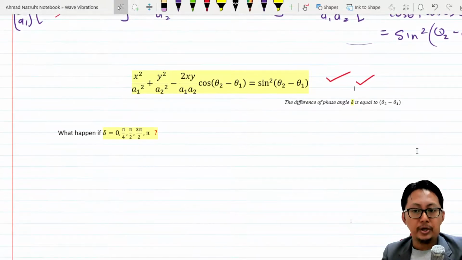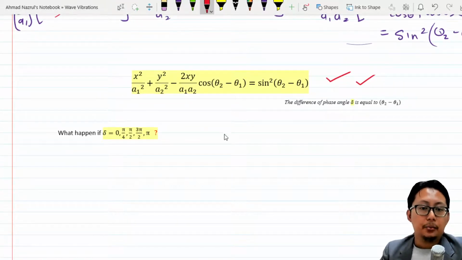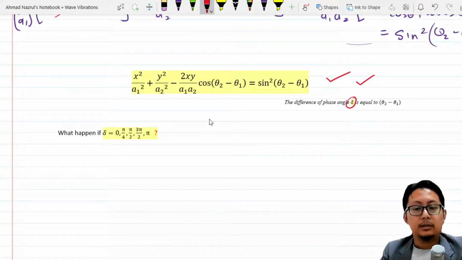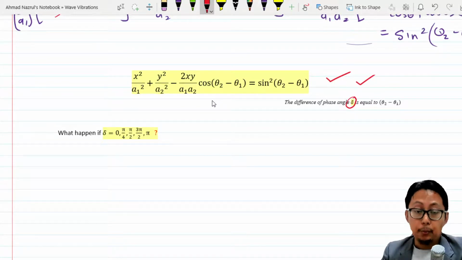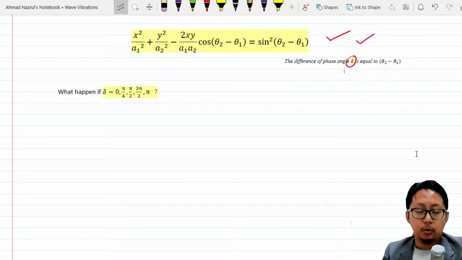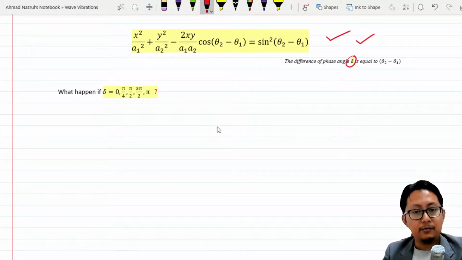So now this discussion. We know that theta 2 minus theta 1 is equal to delta. Delta makes it easier for us to compare. So right now delta is the difference between the phase angle for x and y. What happens, for example, if the difference between both phase angles is 0, either both have a 0 phase angle or the same phase angle, so that makes the difference between the two 0.